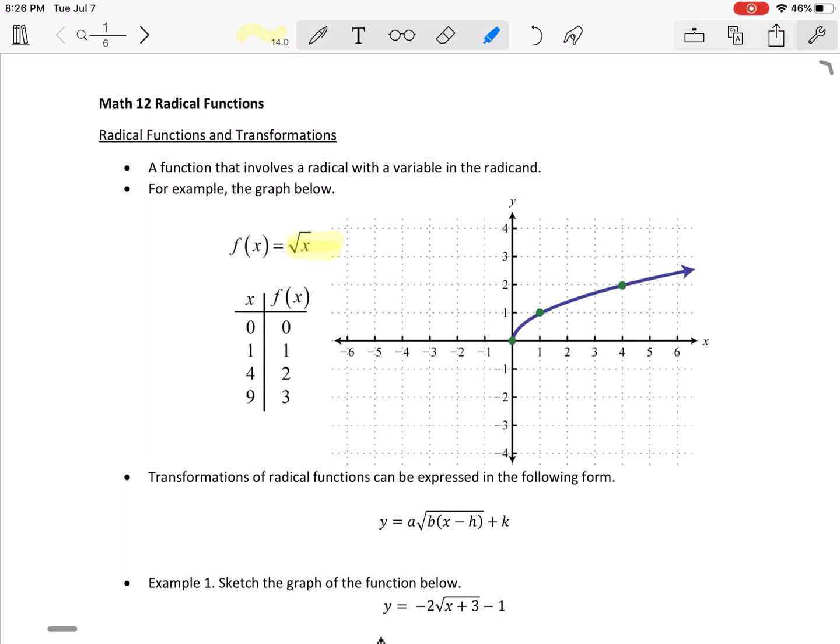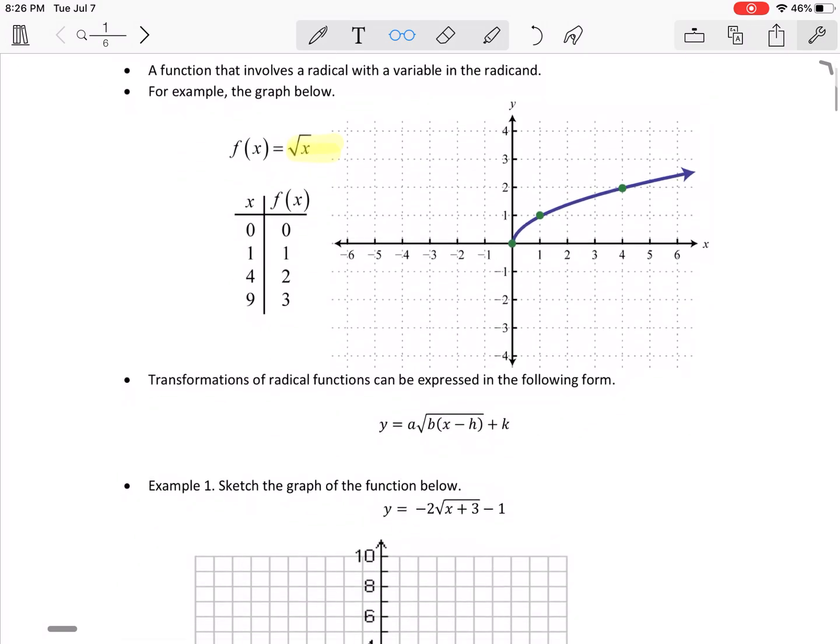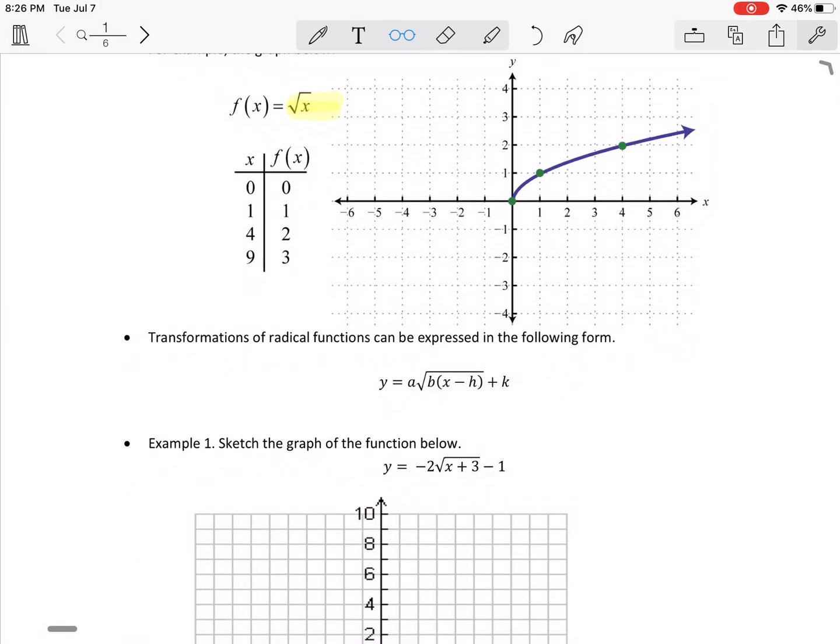Okay, so as far as the domain and range goes, domain here would be x is greater than or equal to 0. And then the range y is greater than or equal to 0. So you can't have a negative square root, right? So that's why we don't have any negative values. Okay. Now, as far as the transformations that can be applied to it, it looks like this, where you've got the same letters a, b, h, and k, just like we did for Unit 1.